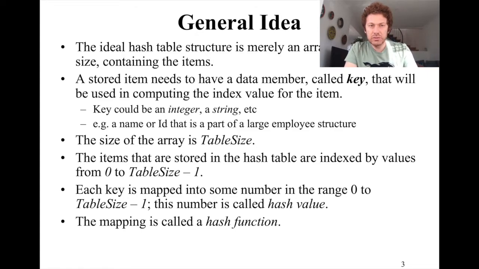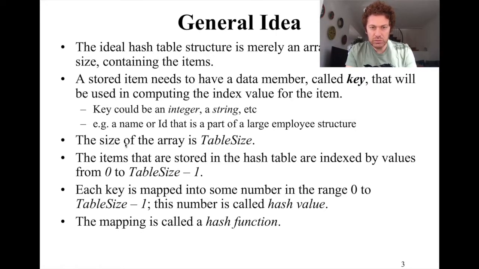And the general idea is as follows. Basically, a hash table is an array, nothing more than that, with fixed size, and it contains items. A stored item needs to have a data member, which is called key, that will be used in computing the integer index to that array. The key can be an integer already, but it should be mapped to the array size. A key can also be a string, then we should first convert it to an integer and then map it to the table size, 0 to table size minus 1.